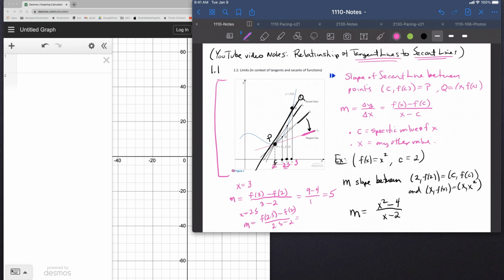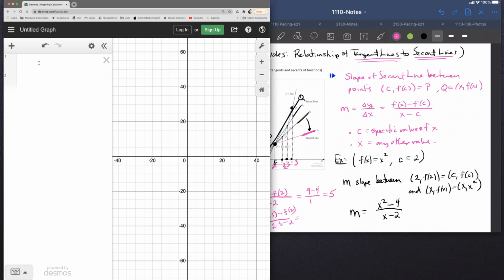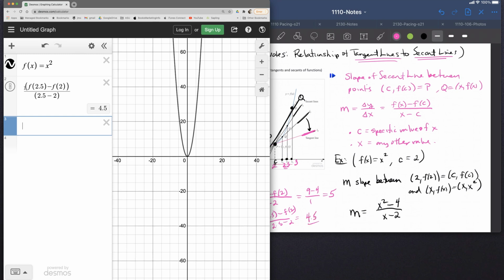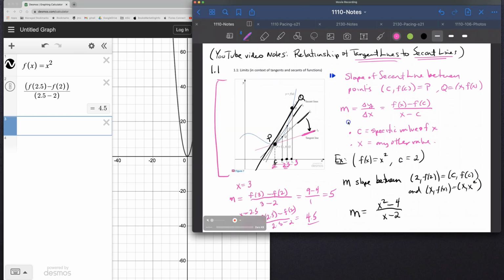That's probably a calculator problem, so I'm going to do that real quick over here on the left of Desmos. Let's say that your function is f of x equals x squared, and we want to compute the slope of the secant line between the x value of 2.5 and the x value of 2. So we need to find the change in the y values, and then we will divide that by 2.5 minus 2. We can see here that we get a slope of 4.5. One can easily get those answers just by plugging into the slope formula.